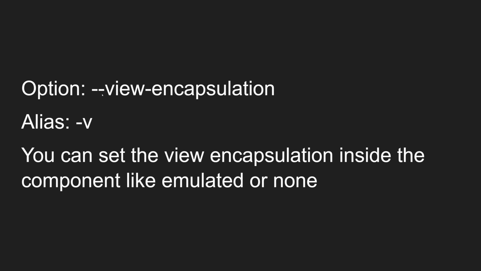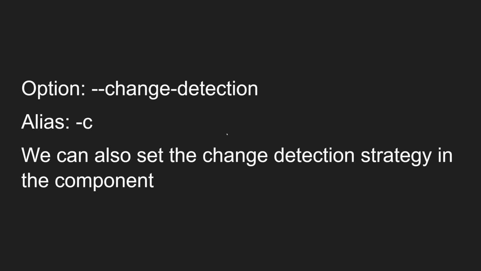And another one is the view encapsulation. The alias, the shorthand notation for this one is -v. What this view encapsulation will do is, if you want to set a view encapsulation inside the component, something like emulated, shadow or none, you can mention this view encapsulation and the type of encapsulation you want. You can mention the name. So this is another option.